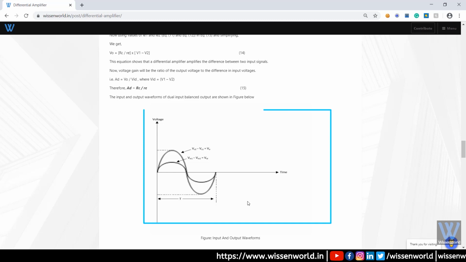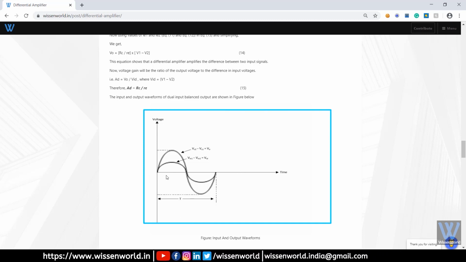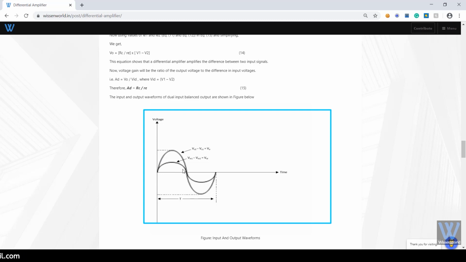This figure here shows the input and output waveform of the above differential amplifier. You can see that this is the input waveform with the differential voltage Vin1 minus Vin2, and above that is the amplified output voltage V0.